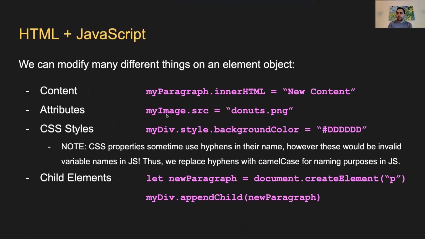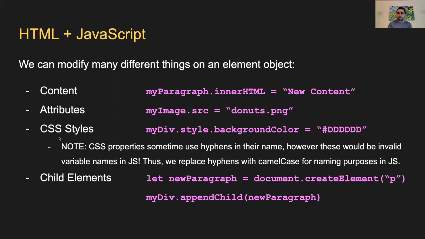So let's say I had an image that I grabbed from the DOM. I can have access to the SRC attribute. Again, this is a model representation of the element from the HTML document. So SRC is an attribute for HTML elements. In this case, it's going to be a property on my image object. If I want to set the image to donuts.png, I could just grab that image from the DOM, do .src, because that's a property or an attribute that I can set, and set it to whatever value I want.